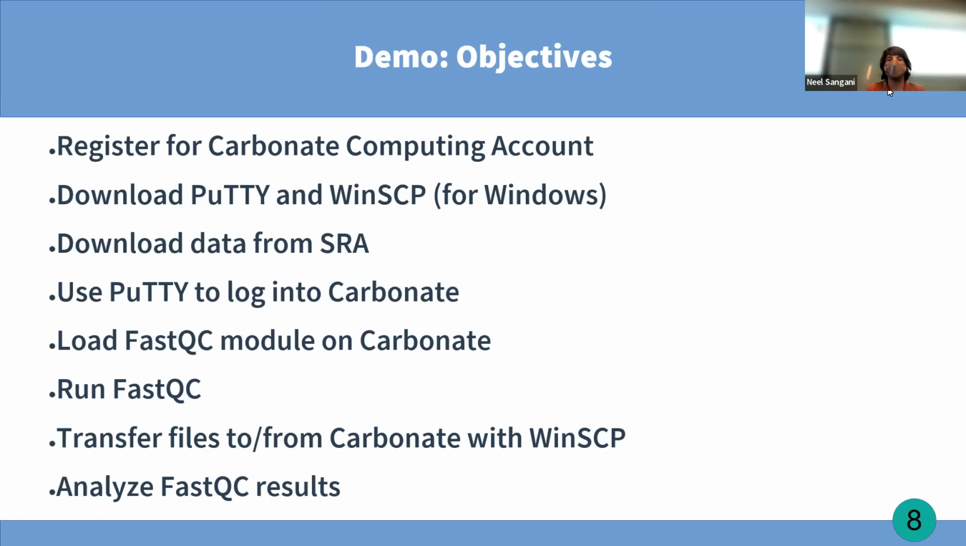Where you can get how to download the data from SRA. We'll use PuTTY to log into Carbonate. We'll load a FastQC module on Carbonate, and we'll just run FastQC. And then we'll transfer files to and from Carbonate with WinSCP. And then we'll finally get a chance to look at our FastQC results and talk about the various things they're analyzing for. All right, I'm going to hand off to Neil, and you can start the demo.